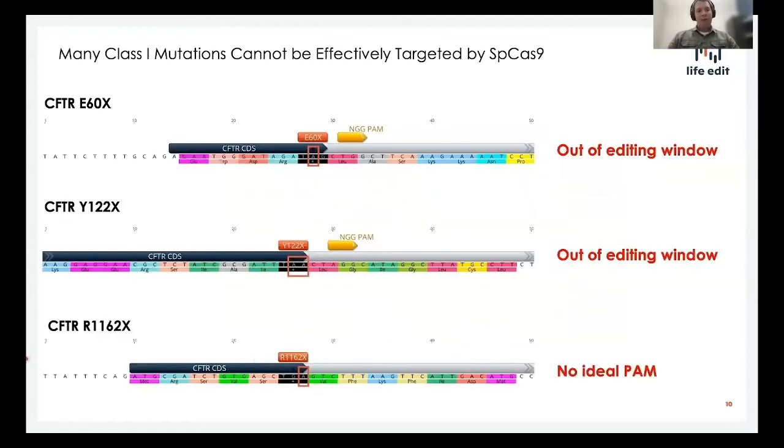So for example, if you look at the E60 or Y122 stop mutations, in both cases, the target A's lie too close to a canonical NGG PAM. So these A's are not within the editing window. They would not be efficiently edited. Similarly, if you look at the R1162 stop mutation, there's no ideal canonical Cas9 PAM near the target A. And so again, this A is not easily targetable.